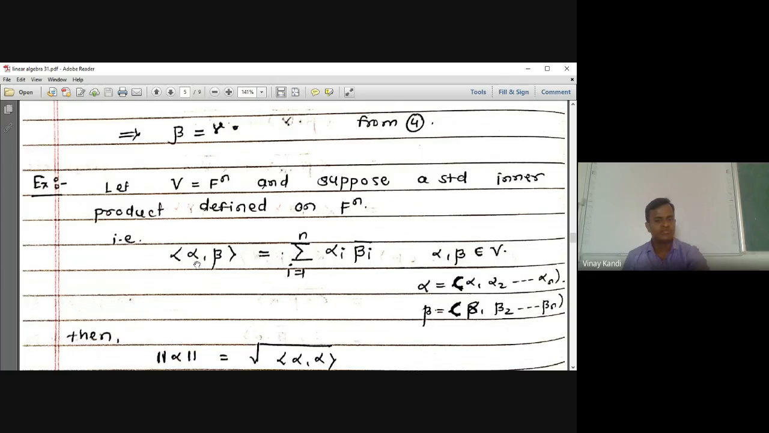Inner product of alpha and beta is equal to summation i is equal to 1 to n alpha i into beta i bar, where alpha and beta belong to V, which is in the form alpha equals alpha 1, alpha 2 up to alpha n, and beta equals beta 1, beta 2 up to beta n. Why? Because alpha and beta belong to V, which is equal to F^n. N coordinates are there.